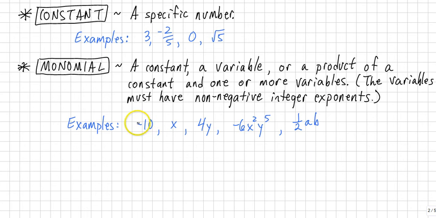So for example, negative 10 would be a monomial because it's a constant. x would be a monomial because it's a variable. 4y would be an example of a monomial because it's the product of a constant and a variable. Negative 6x squared y to the 5th would also be an example of a monomial because again it's the product of a constant and a couple variables, and their exponents are non-negative integers. Or something like 1/2 a times b, where a and b are the variables. So those are examples of monomials.